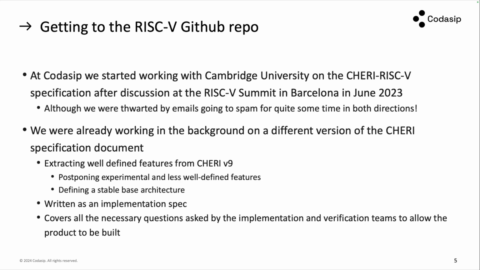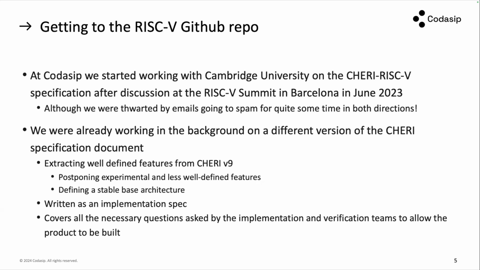But okay, so by that point, we'd actually started working on a different version of the spec document. And so what we were trying to do was take the more mature features from the CHERI v9 spec. The CHERI v9 spec's enormous. It has all kinds of things in, some mature, some more experimental. So we were trying to find the more mature features, obviously the spatial safety being the primary one, and define something stable enough, fill in all the gaps, make sure we could actually build it. And that's what we did. We wrote it as an implementation spec, as I said before, and covered everything the implementation and verification teams needed to know.